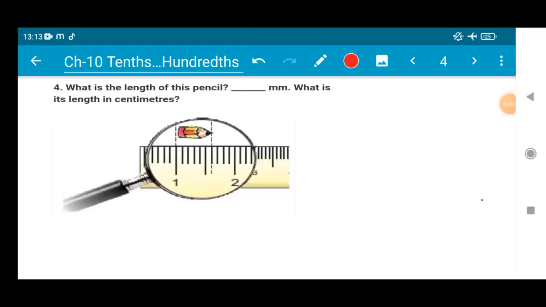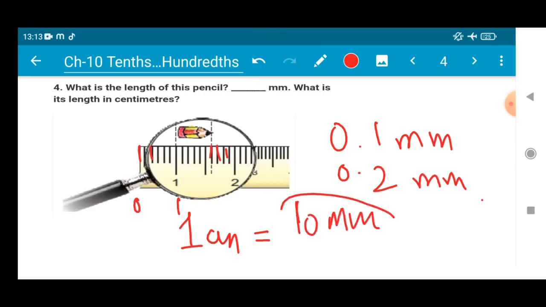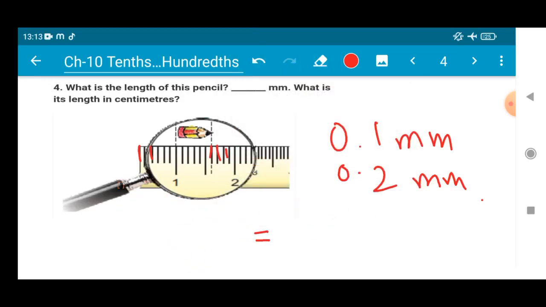Moving on to the next question we have. What is the length of this pencil? Dash millimeter. What is the length in centimeter? Okay. So this small division which you can see, as I've already told, they are in point form, right? So 0.1, 0.2, all these are in millimeter form. So let me remind you one thing, that is 1 centimeter. If suppose this is 0 here and 0 to 1, to make up this 1 centimeter, how many millimeters are required? That means how many small sticks are required? It is 10 millimeter. So 10 millimeter will make up 1 centimeter. Okay, so this thing needs to be clear to all of you.